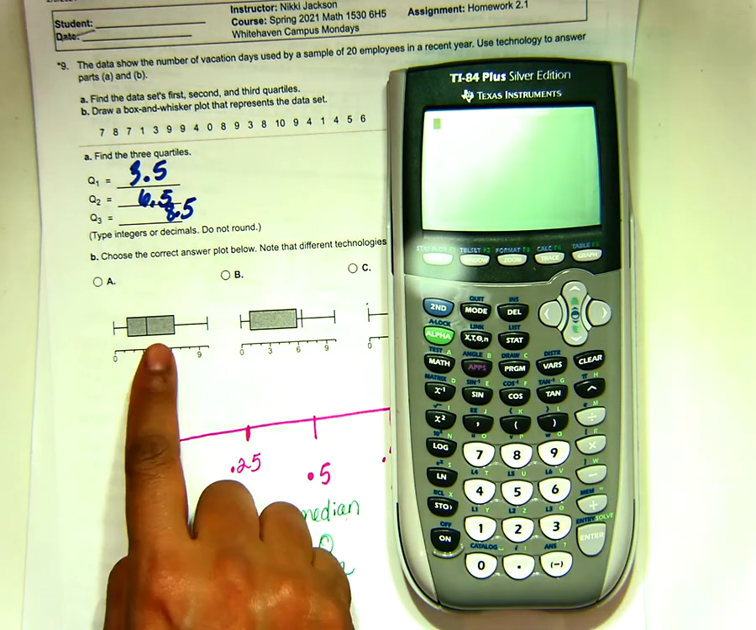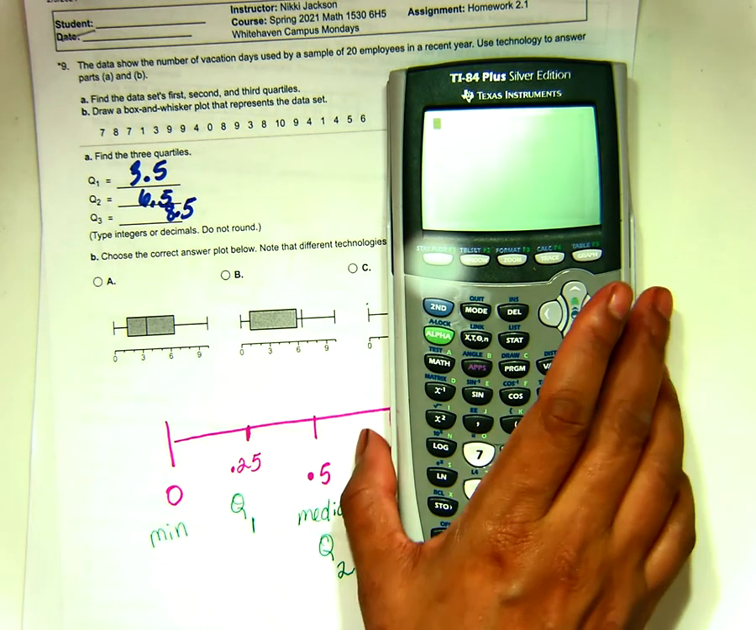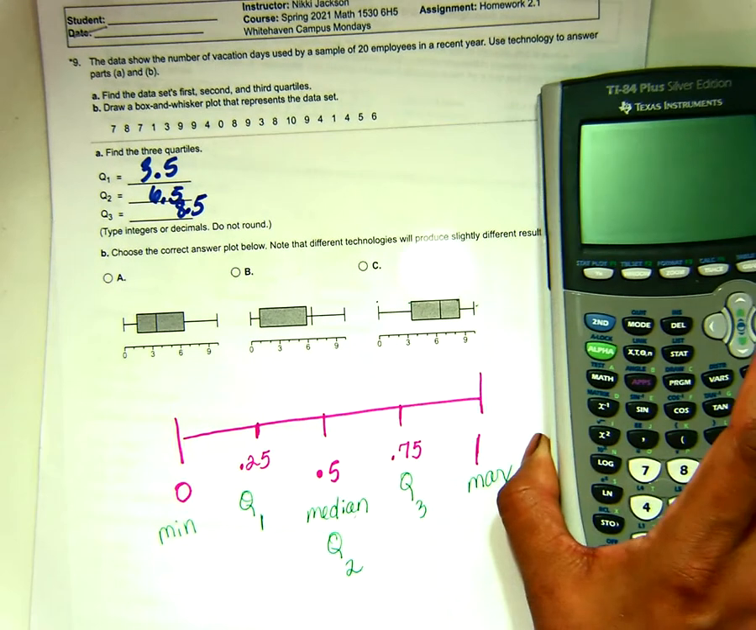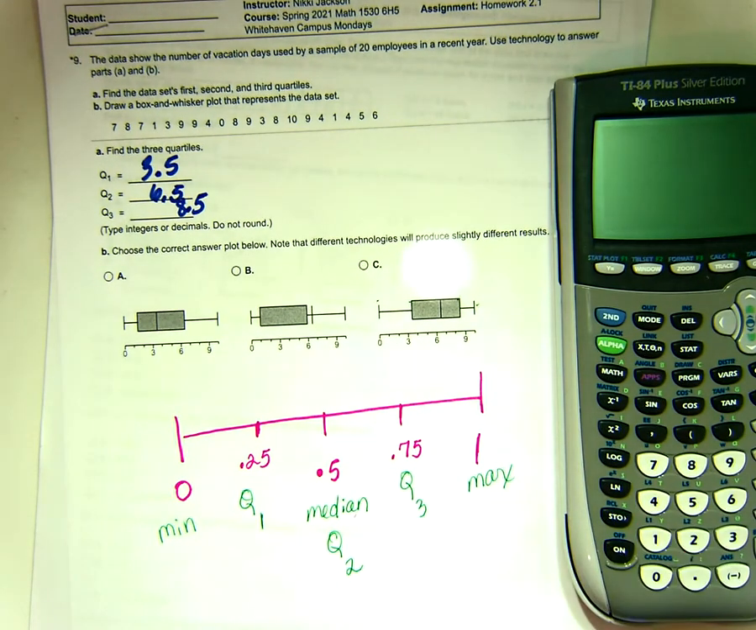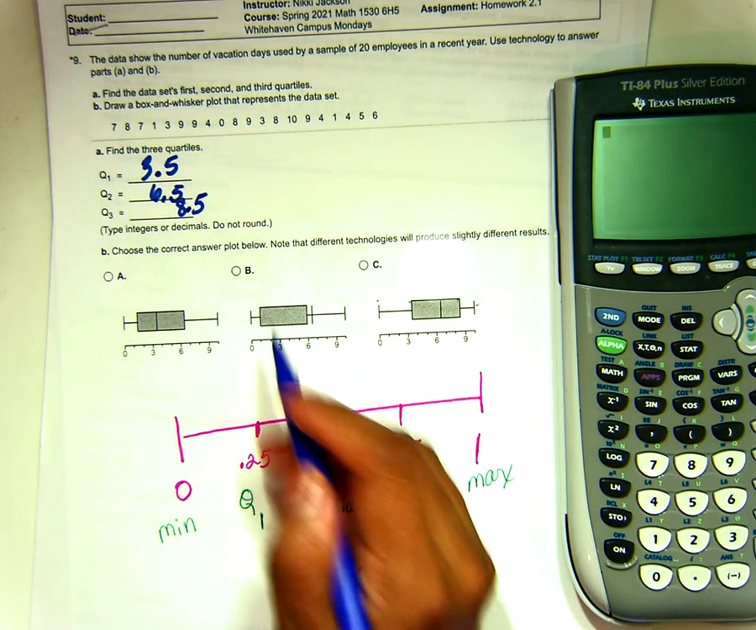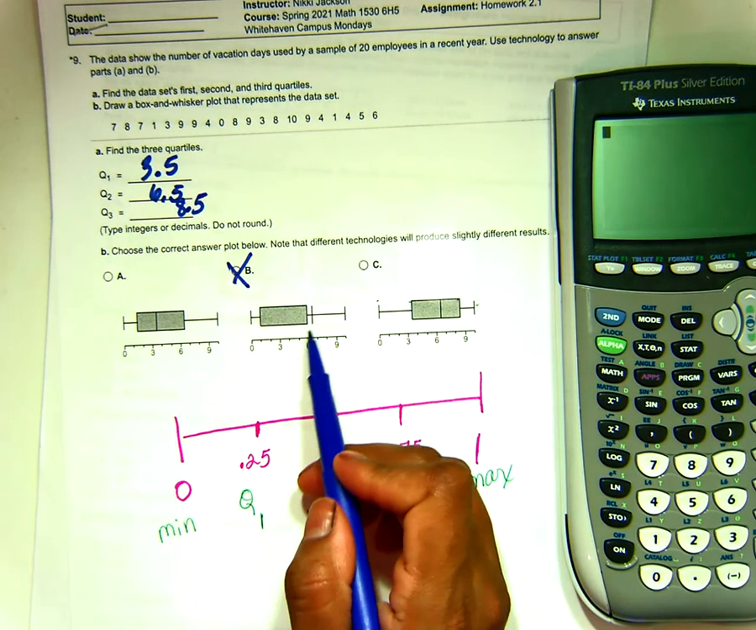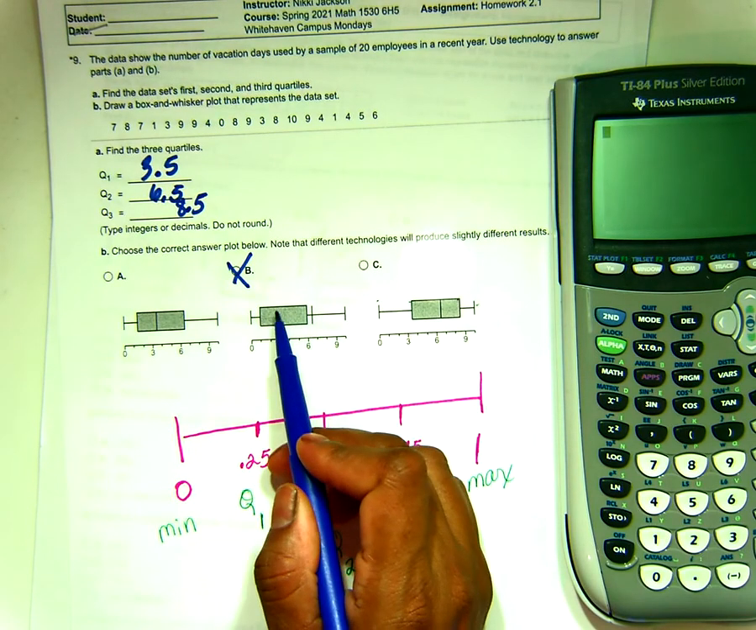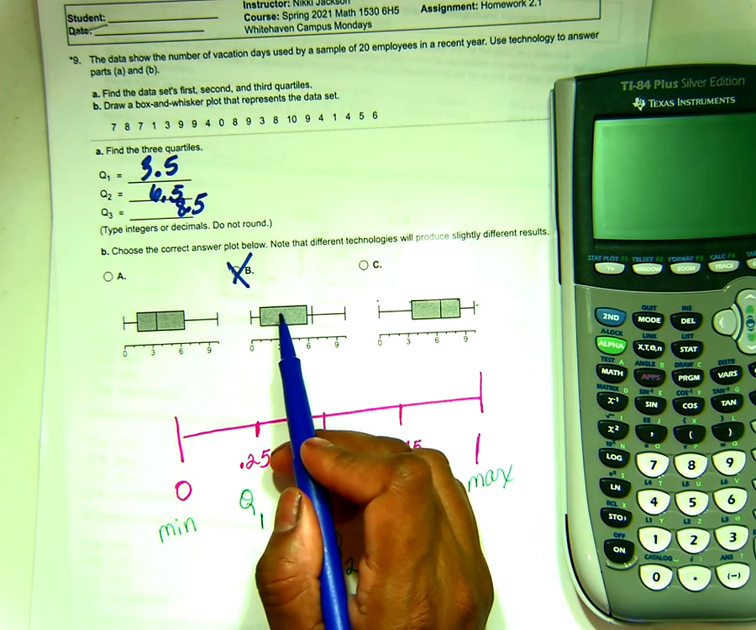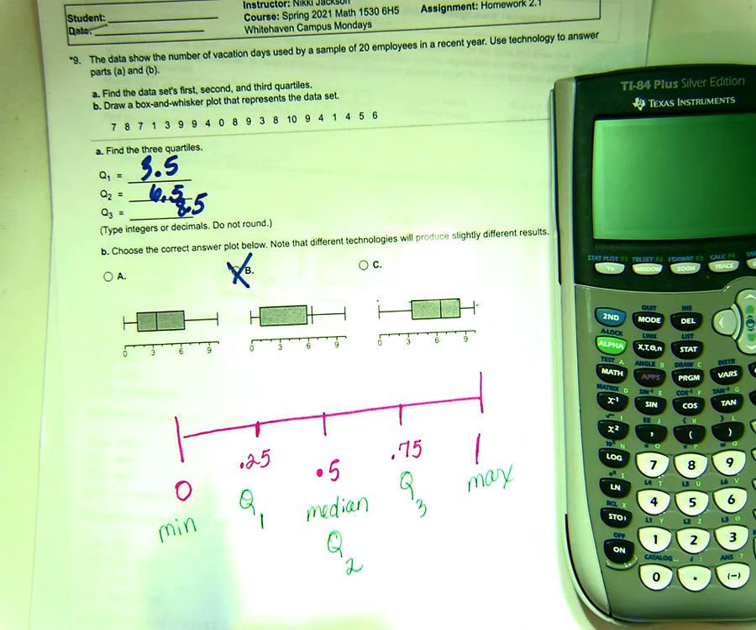We have to draw these. So this calculator is awesome. But before we do that, I'm going to do process of elimination. I can cross out B already because notice how that line is not in the box. It always has to be in the box. So now we're left with A and C.